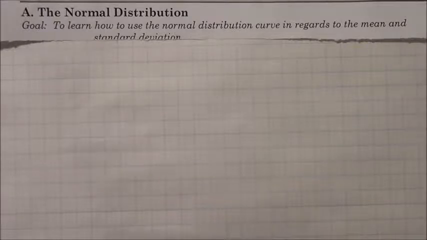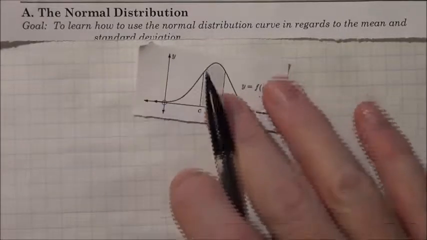The goal of today's lesson is to learn how to use the normal distribution curve in regards to the mean and the standard deviation. So the normal distribution is displayed when a histogram will form a symmetrical bell-shaped distribution, something like this.